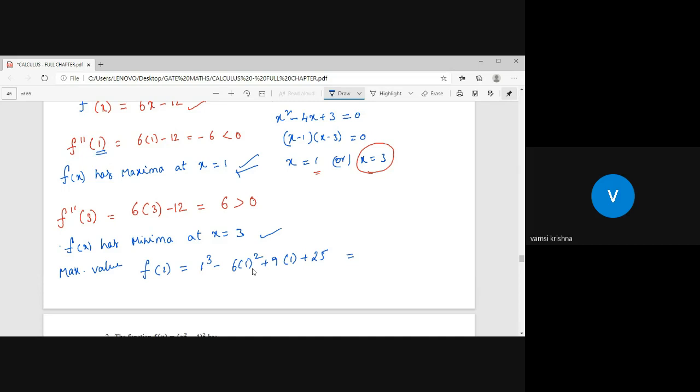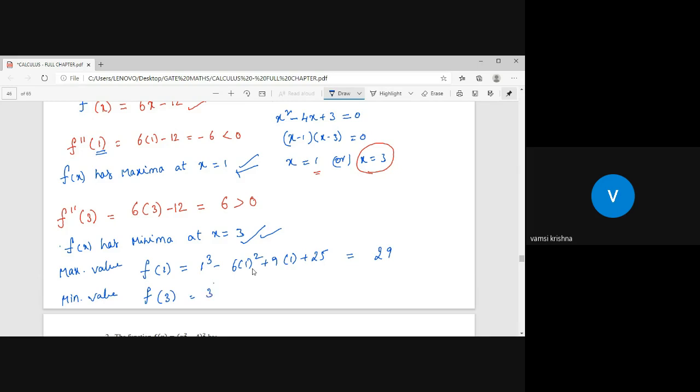So this is 25, 34 minus 6, so plus 28 and plus 1, plus 29, something you got. The maximum value is 29, and let us find out the min value also. The minimum value is possible at x is equal to 3. Let us substitute 3 here.